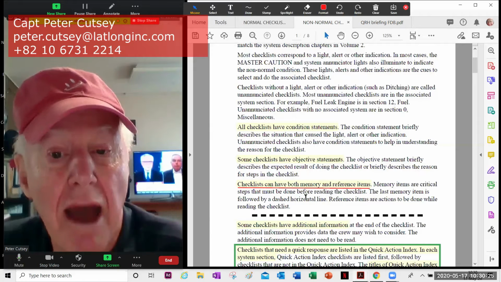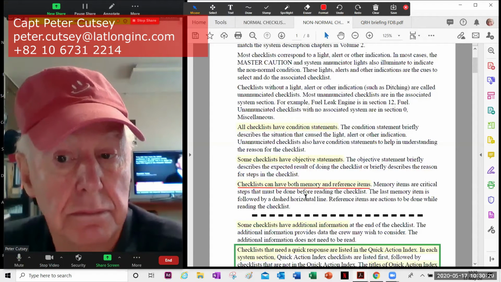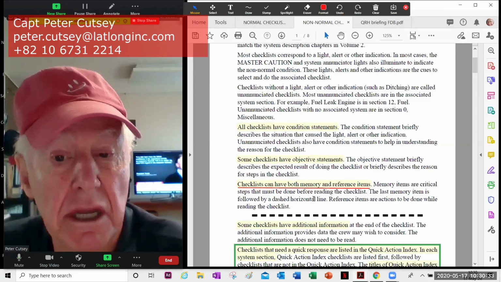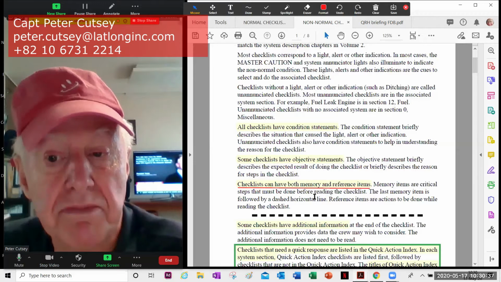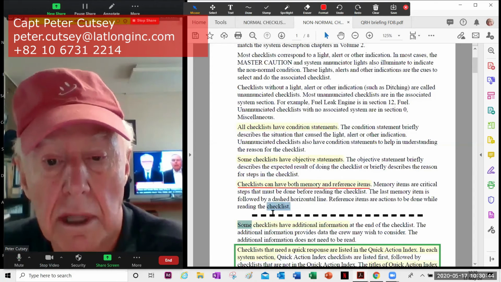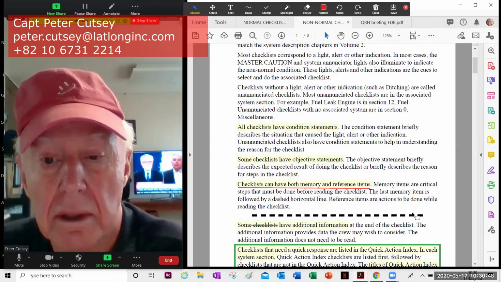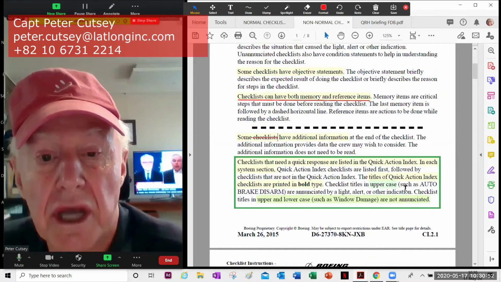Checklists can have both memory and reference items. Memory items are critical steps that must be done before reading the checklist. The last memory item is followed by a dashed horizontal line. Here, that dashed line, right here. Reference items are actions to be done while reading the checklist.